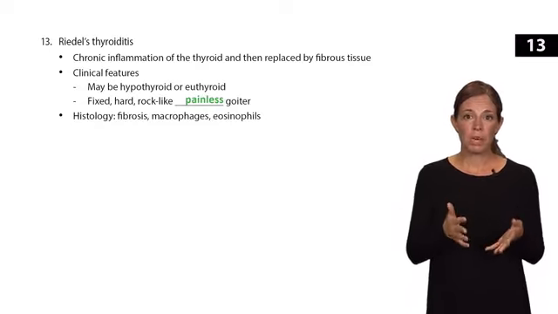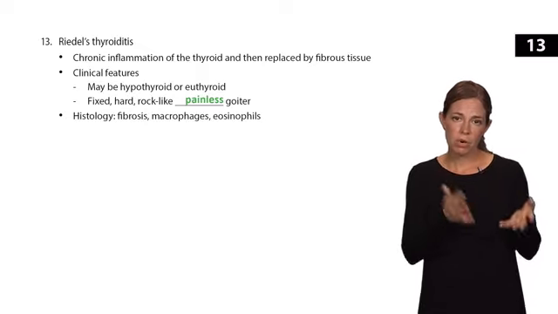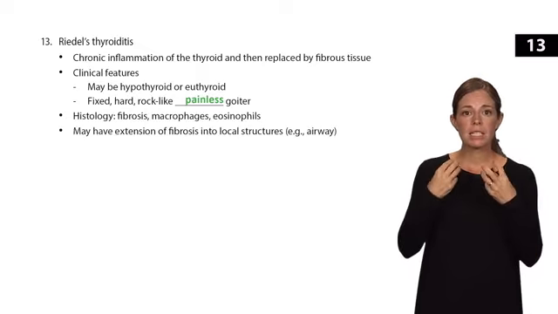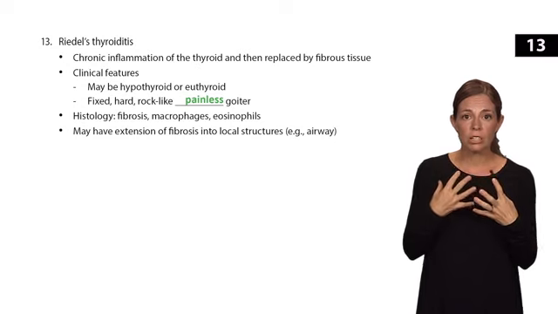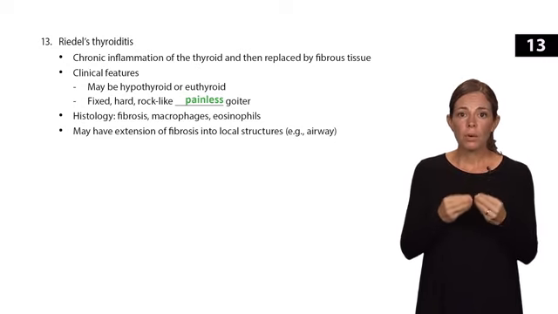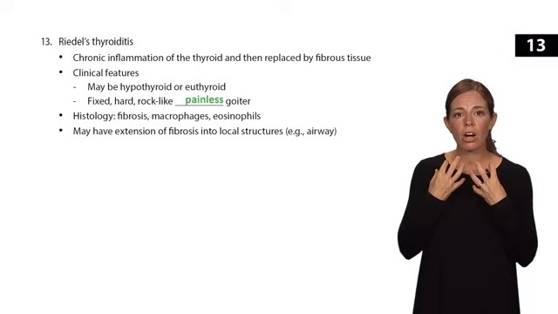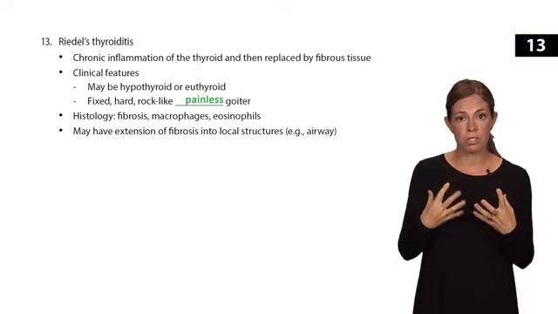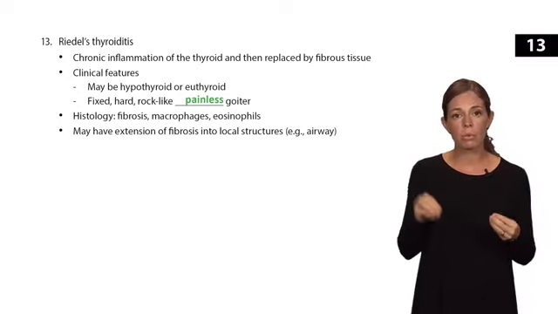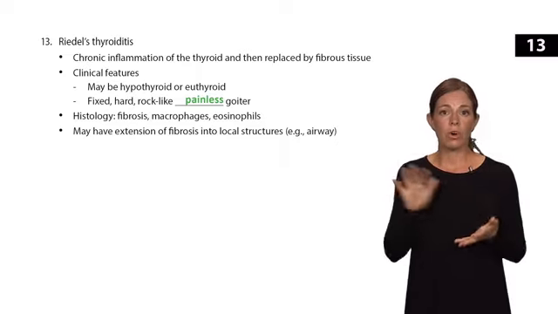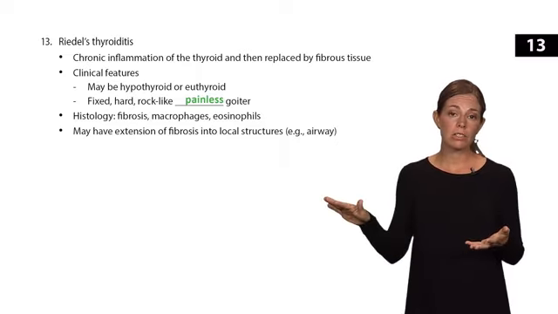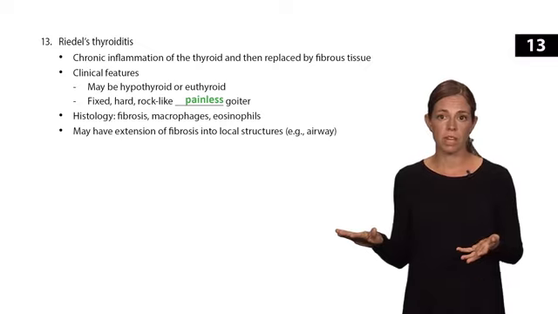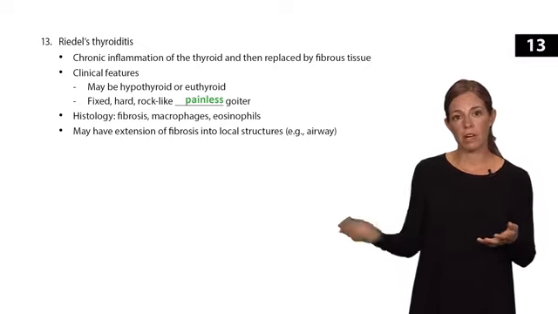Another important point here is that not only will patients have the fibrosis of the thyroid, but they may get extension of the fibrosis into local structures like the airway. So if you get a question about a young patient with a rock-hard thyroid and extension of fibrosis into adjacent structures, then think about Riedel's thyroiditis. If it's an older patient, then you may need to think about cancer, especially anaplastic cancer of the thyroid, and we'll talk more about that in another video.